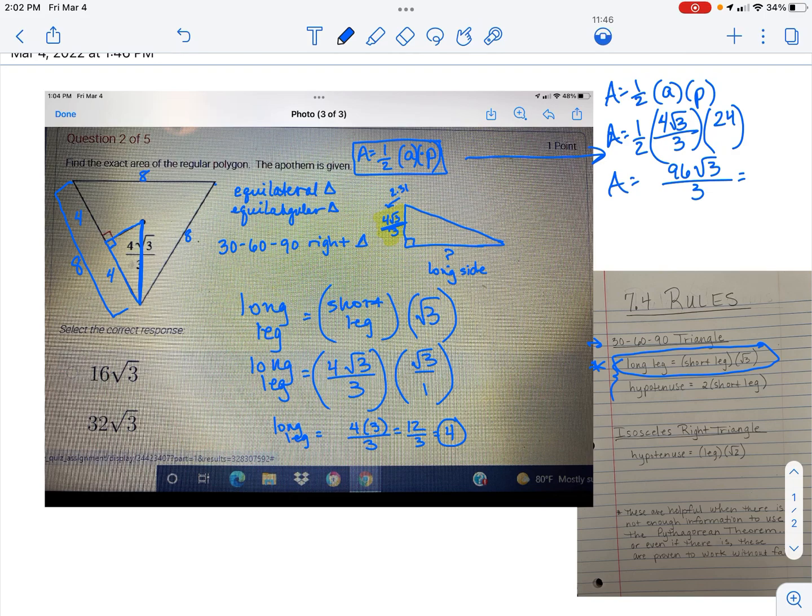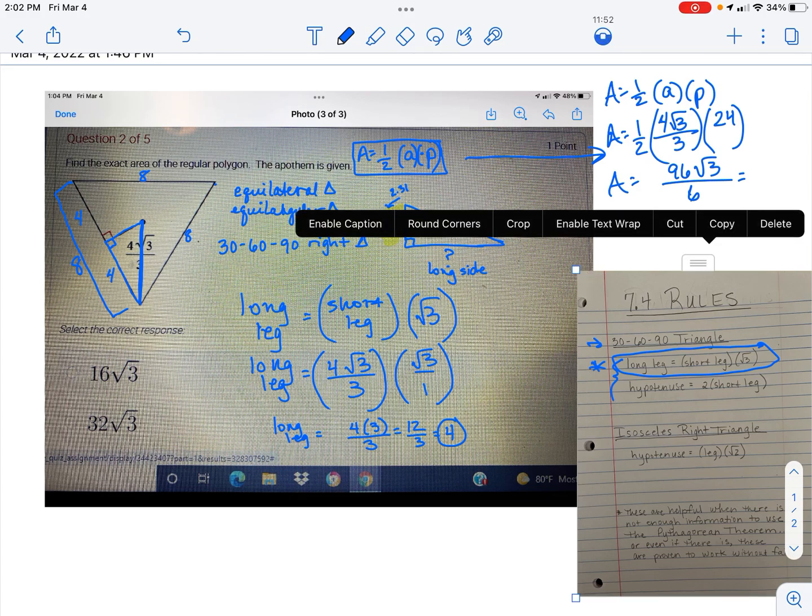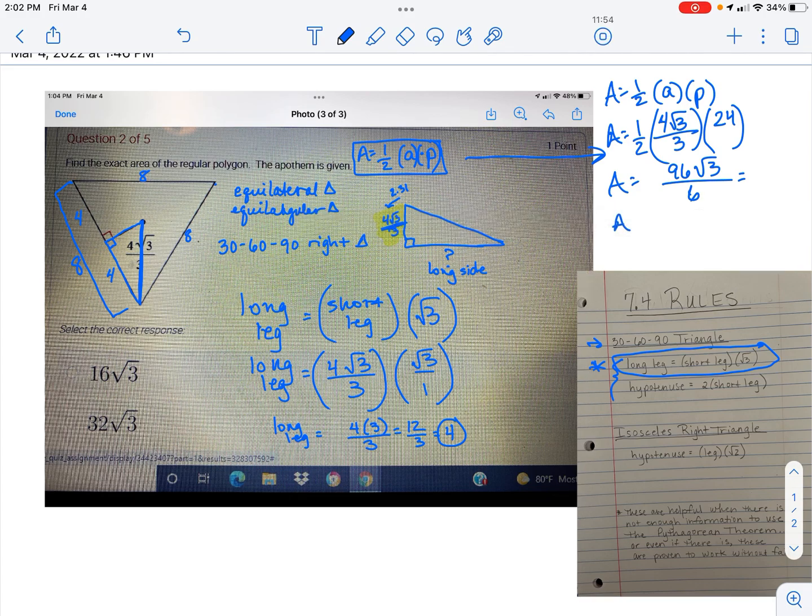All right, what it changes is my denominator. So we're going to actually have this over 6. So now divide your 96 by 6. You should get 16 times the square root of 3, and that should be your answer. And actually, I see that right over here as one of your answers. Okay, hopefully that makes sense.